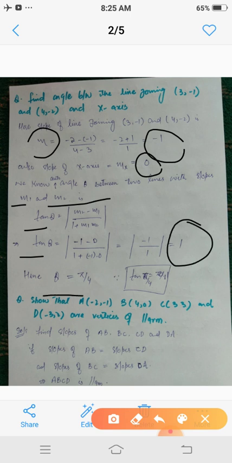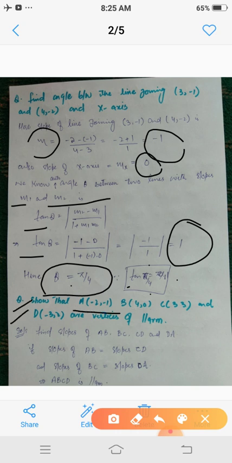which implies that theta equals pi by 4, because tan of pi by 4 is 1. Which implies that the angle which the line through (3, -1) and (4, -2) makes with the x-axis is theta equals pi by 4. Now another problem.